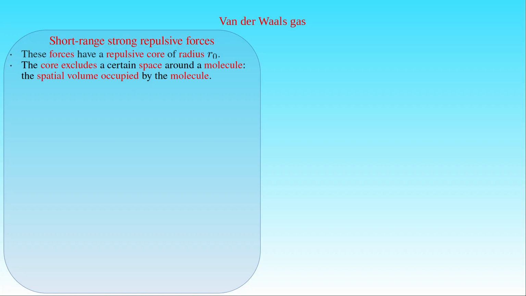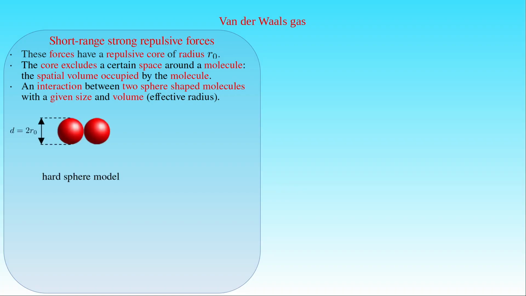In this model we can interpret the short-range strong repulsive intermolecular interaction as the result of the interaction between two sphere-shaped molecules with given size and volume described by an effective radius, although the structure of molecules is not necessarily spherically symmetric. If we apply a hard sphere model of the gas molecules with the effective radius R0 or the diameter d, then there will be a distance of closest approach between any pair of particles in the gas. Smaller intermolecular separations are forbidden, as the van der Waals potential suddenly increases to infinity.